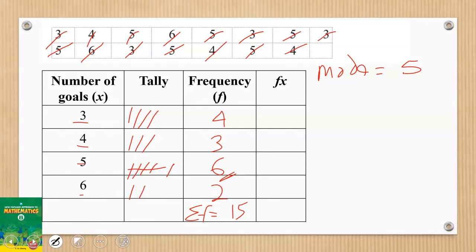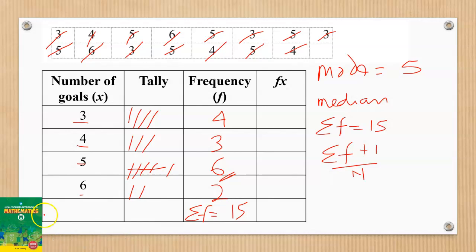Okay, then we want to find the median. To find the median, we look at the total frequency. If the total frequency is an odd number, we add 1. If it's an even number, we divide by just 2. Here, since our total frequency is 15, we take the total frequency plus 1, divided by 2. So this is going to be 15 plus 1 divided by 2, which is 16 divided by 2. So the position here is going to be the 8th position.